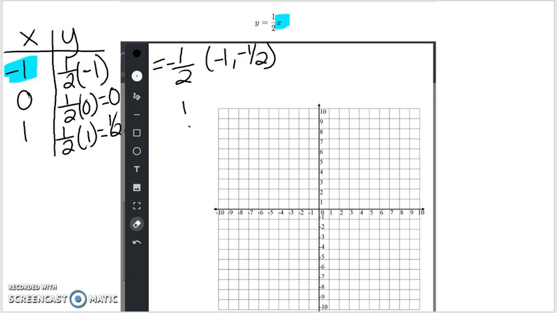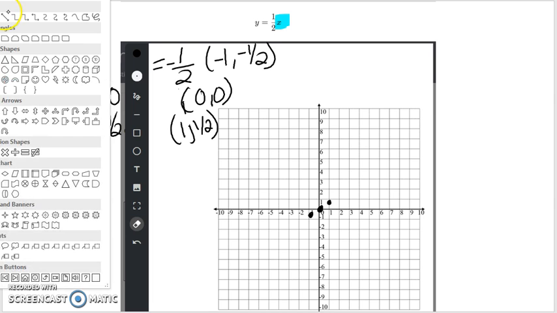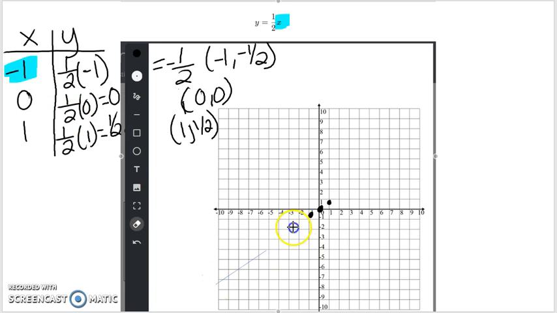So we'll plot that by going back 1, down 1/2. My next coordinate is 0, 0, which is our origin, so right there. And the final coordinate would be 1, 1/2. So over 1, up 1/2. And then we can go ahead and draw our line through those points. That is number 1.